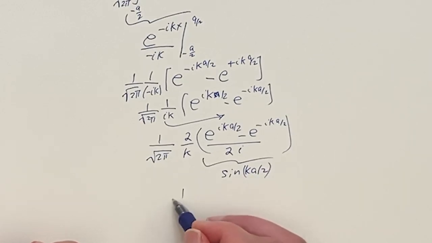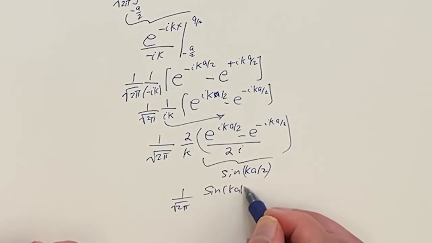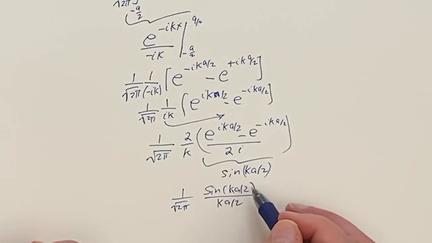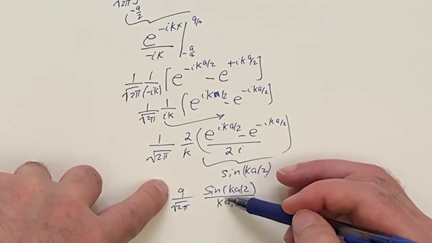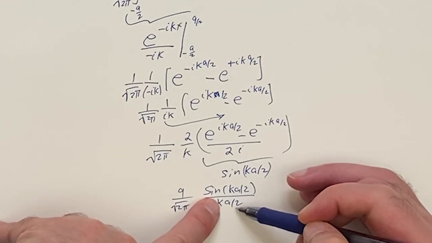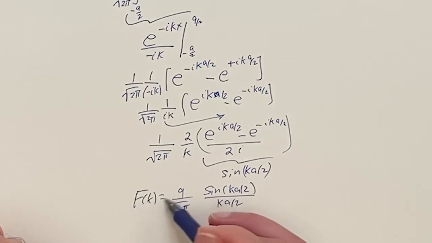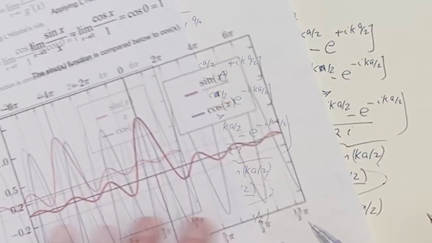And if we look at this here, and put sine ka over 2, and here I have a k over 2, I have my k over 2 flipped. I need to put an a here to make this work, so the a's cancel. And then here, the k over 2 flips over to get 2 over k. And this is the Fourier transform. And this is the sinc. This is the sinc of ka over 2. All right. So that's the transform. And here we have the sinc.